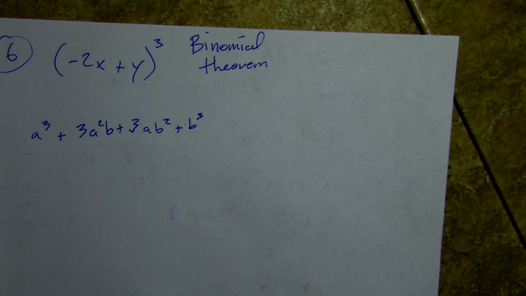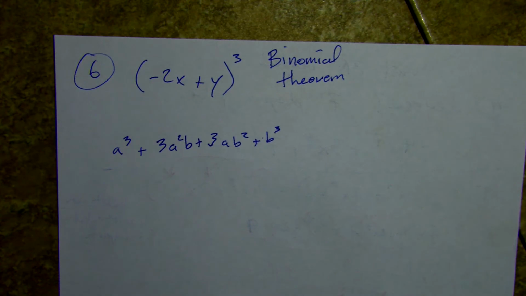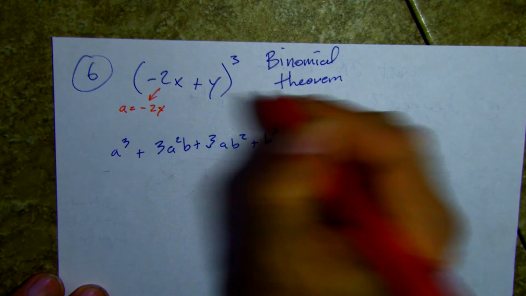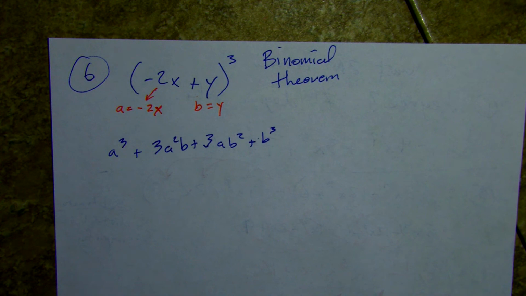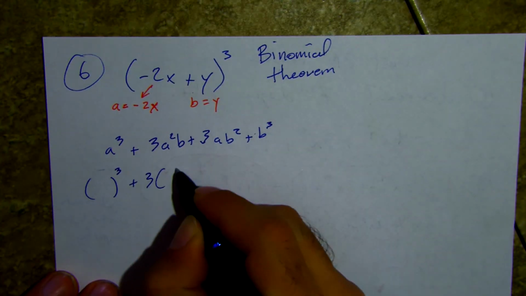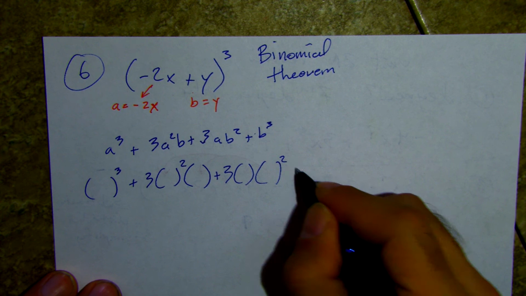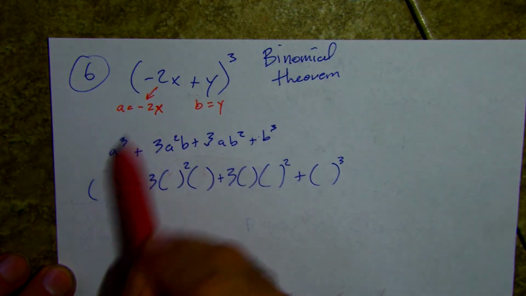And we already know a and b. A is negative 2x, b is y. That's not even that bad. All right, so let's do all the a's first, then we'll do all the b's. A to the third: negative 2x. We got an a right here: negative 2x. We have an a here: negative 2x. And that's b. So we're done with the a's.